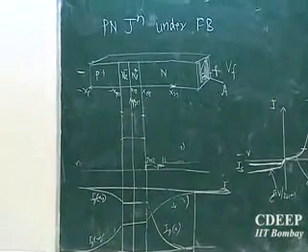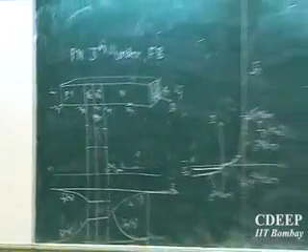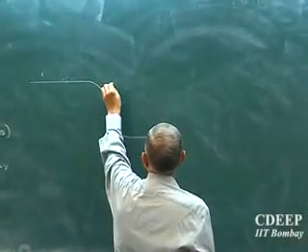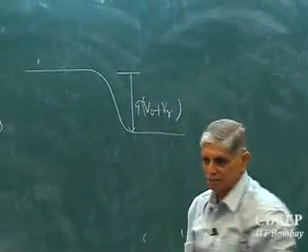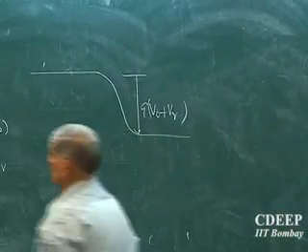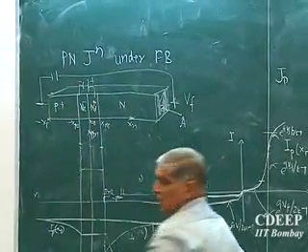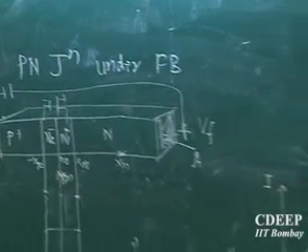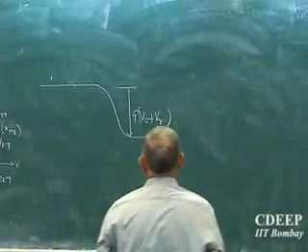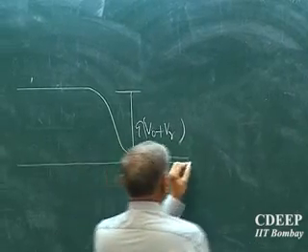If VR is the reverse bias, and I show you a band diagram, this must be qV0 plus VR, because now the polarity of the external bias and this polarity are similar, and therefore the electric fields add, therefore the voltage also adds. So the net potential barrier now is this in equilibrium. Okay, this is my, let's say, EFN.